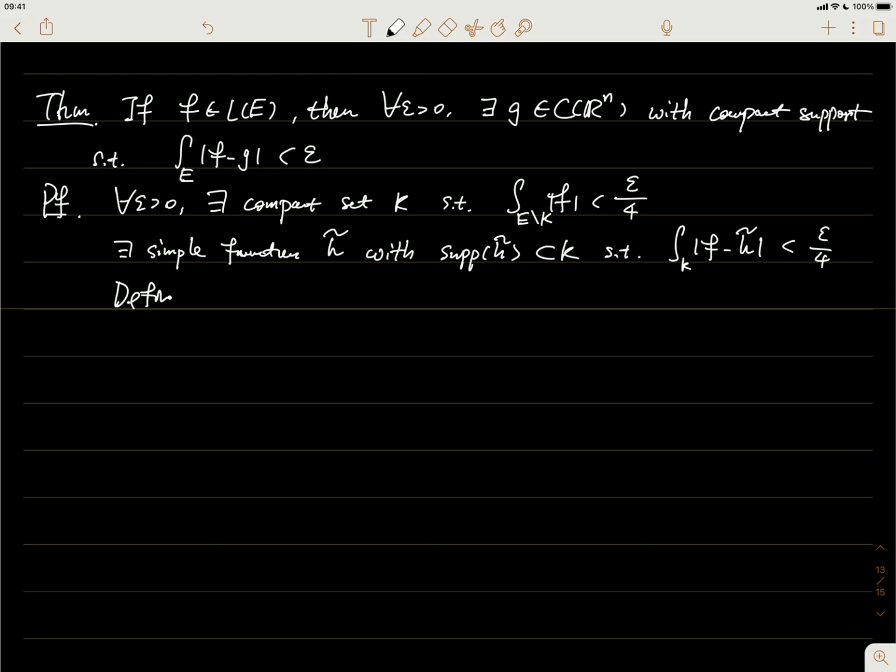So now we have this simple function defined over k only, but actually we also need to be concerned about what happens outside. But this, we just set h to be 0. So we can set the h defined over the whole set to be, say, h tilde times the characteristic function of k. It just means that within k I take the value h tilde, and outside of the set k I just take 0. So this h is a simple function defined on the entire E. Okay.